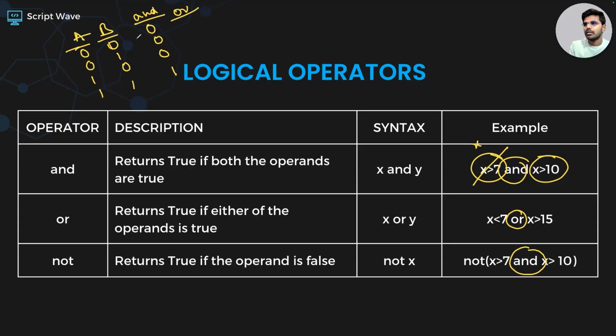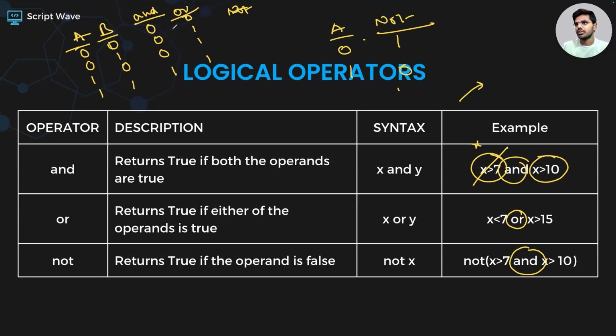Similarly for OR, if both of them are false, false. If one of them is true, true. So we get true. Then we have NOT, that is exactly the opposite of what we are getting. NOT we don't do for A and B, we just do for A, 0, 1 and NOT. If it is 0, that becomes 1. If it is 1, that becomes 0. It's just the opposite of what we are getting.